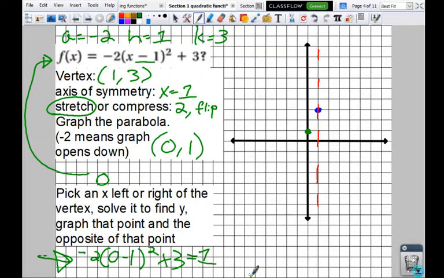The reason I'm doing this one dot is because you see how this green dot right here, this green dot I made, is 1 away from my axis of symmetry right here.